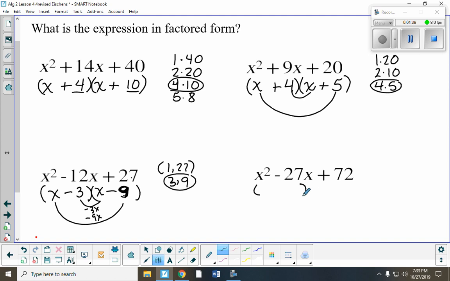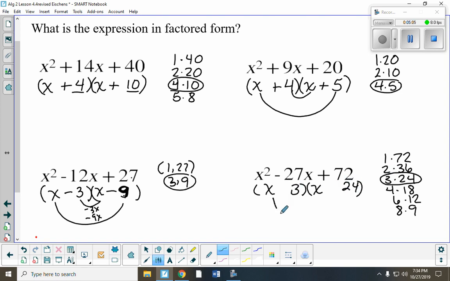Let's try it again. Factors of 72. Let's list those. That has a lot of great factors. 3 times 24. 4 times 18. 5 doesn't go in there. 6 times 12. And 8 times 9. So now we want the factors that would add up to 27. So 3 and 24.